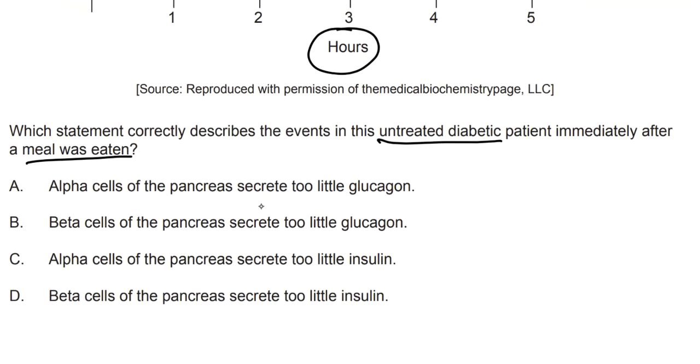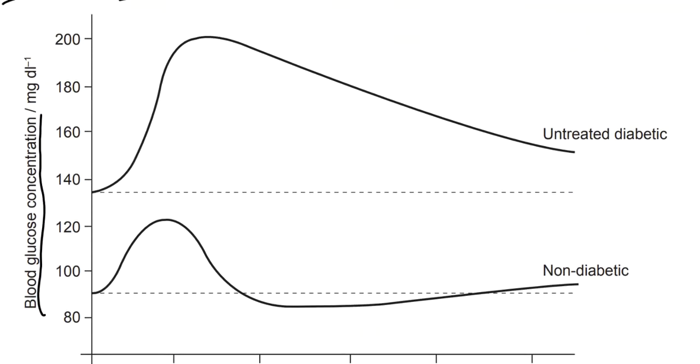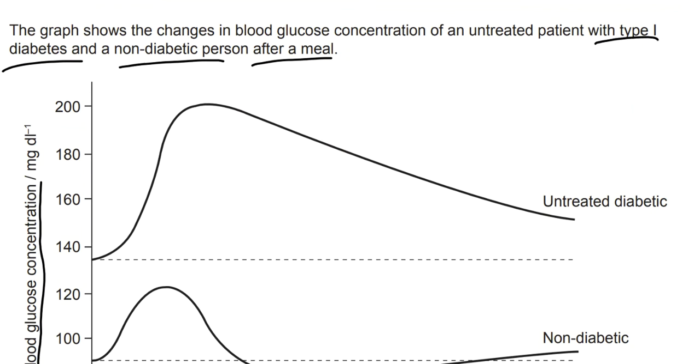Alpha cells of the pancreas secrete too little glucagon, so it's not glucagon we're worried about, so we can eliminate those. And alpha cells do not secrete insulin, so we can eliminate that option there. It's going to be D, our answer. Beta cells of the pancreas secrete too little insulin because beta cells have been destroyed by the condition of type 1 diabetes.